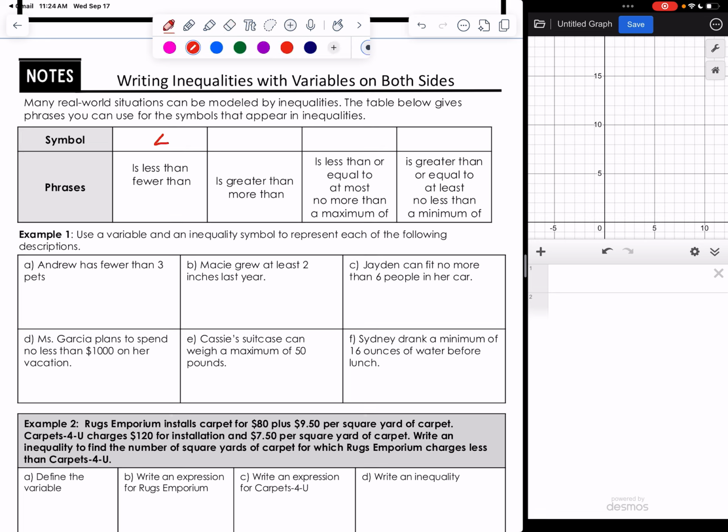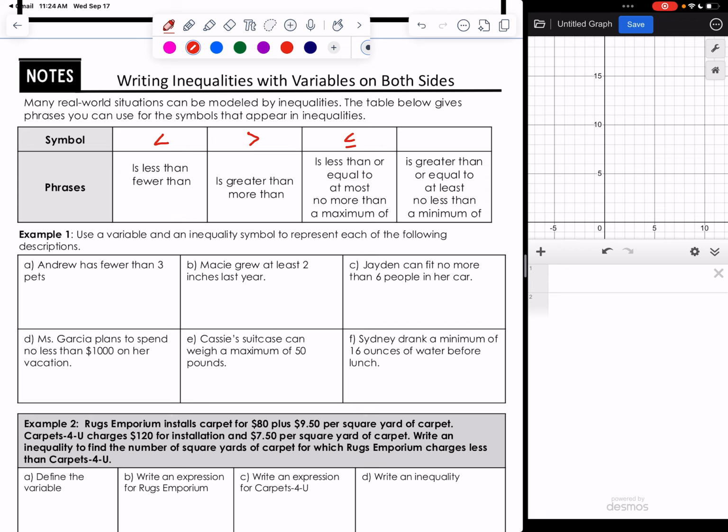Okay. Our next two phrases are is greater than or more than. And that would be the greater than symbol. All right, our next phrases are less than or equal to, at most, no more than, or a maximum of. And all of those phrases could be represented with the symbol less than or equal to.